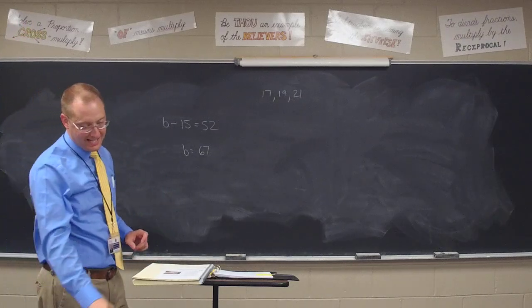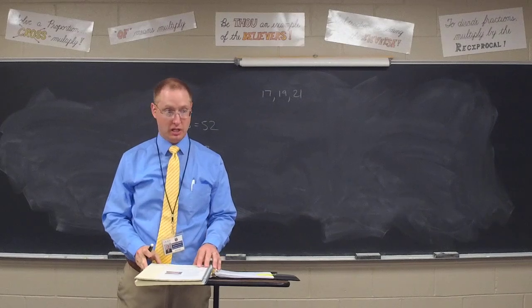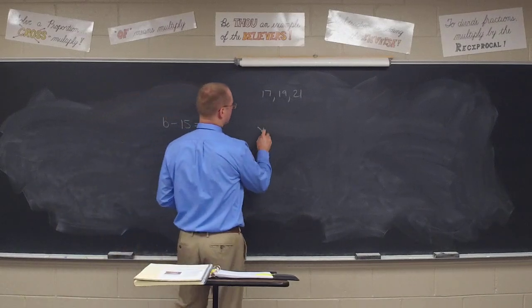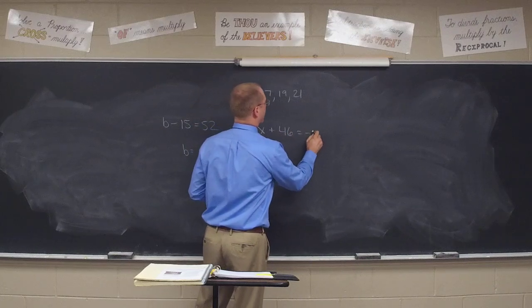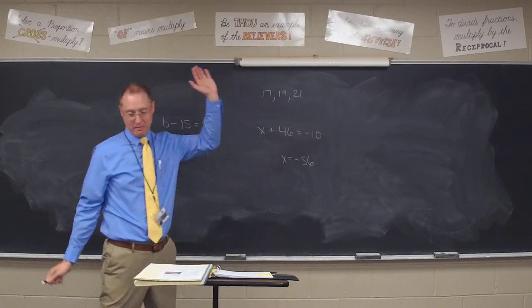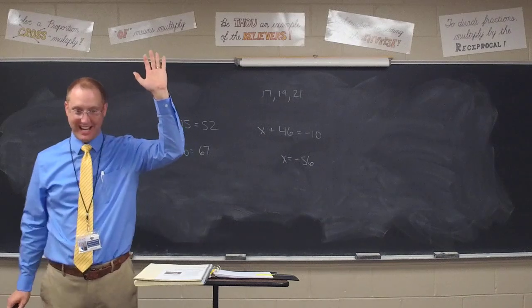All right, number 19. What was your equation, Kirsten? X plus 46 equals negative 10. Excellent. And what was your answer? Negative 56. Excellent job on that. How many have the same equation? Same answer on number 19.